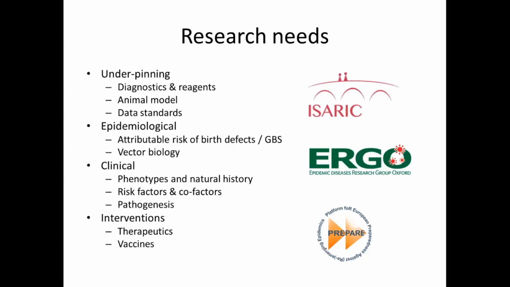And finally, interventions. Currently, there's vector control, which is difficult for these very fit mosquitoes, very widespread mosquitoes. There's currently no therapeutics, but people are screening small molecules to see if any of those might work. But experience with dengue suggests that's probably not, well, it's going to be difficult. And the same with vaccines.